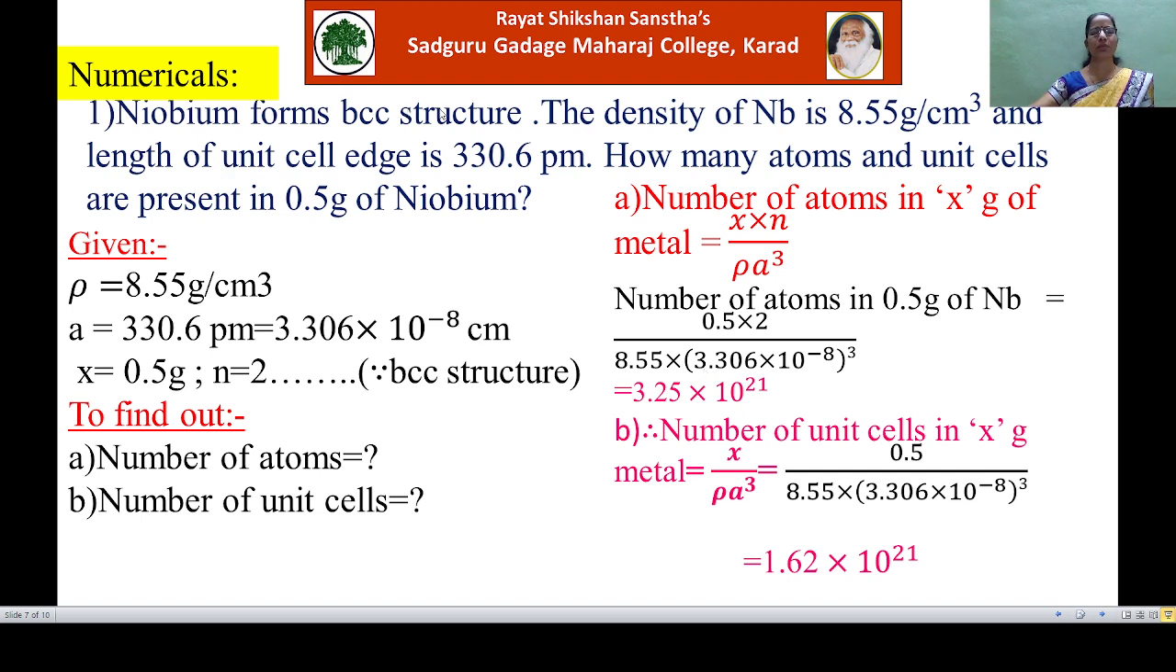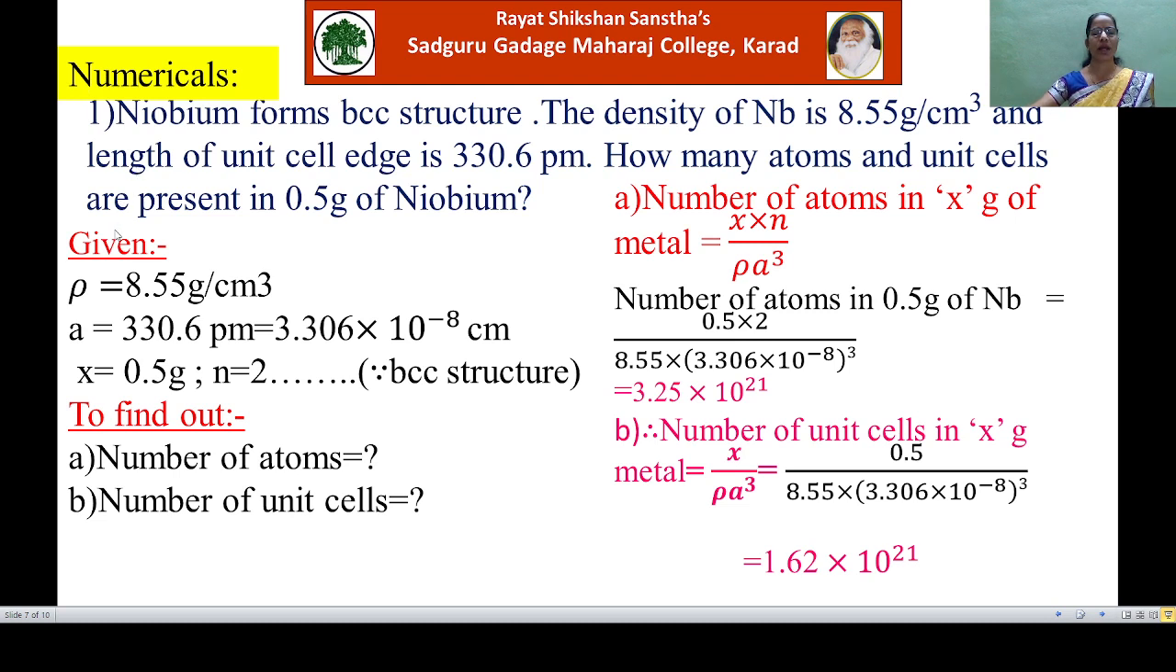Niobium forms BCC structure. The density of niobium is 8.55 gram per cm cube and its length of unit cell is 330.6 picometer. How many atoms and unit cells are present in 0.5 gram of niobium?